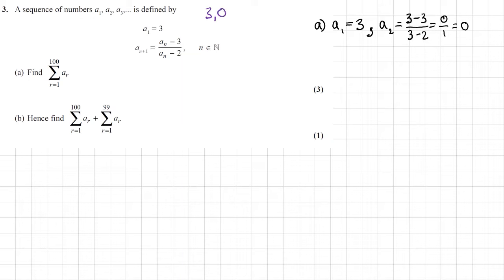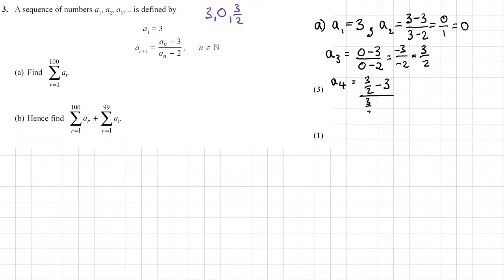Right, let's work out the third term, A3. So it's the previous term, 0, minus 3, over the previous term, 0, minus 2. So that gives me minus 3 over minus 2, which is just 3 over 2. So the next term is 3 over 2. Okay, let's work out A4. So A4 is going to be the previous term, 3 over 2 minus 3, over the previous term, 3 over 2 minus 2.